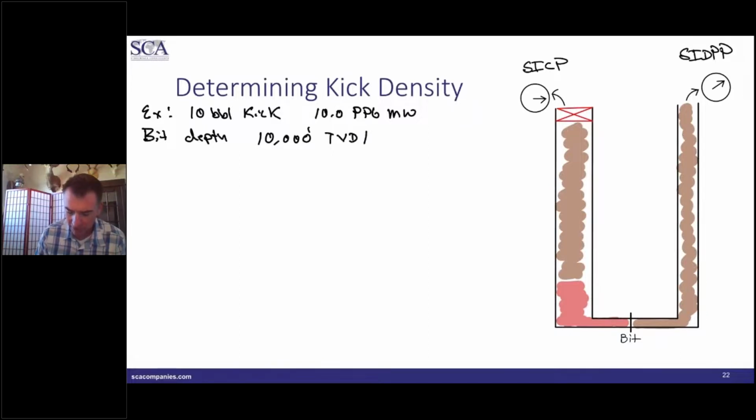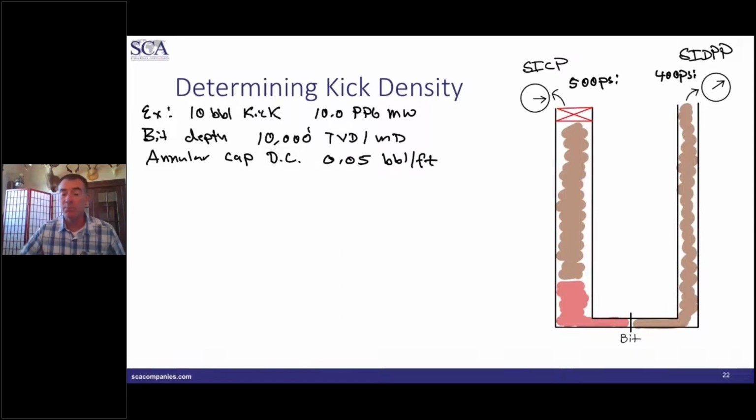And we'll say that that's a completely vertical well. It's TVD and MD. And let's say I had a shut-in casing pressure of 500 psi, shut-in drill pipe pressure of 400 psi, and let's say my annular capacity around my drill collars was 0.05 barrels per foot. And of course, I would determine that by the geometry around my drill collars.